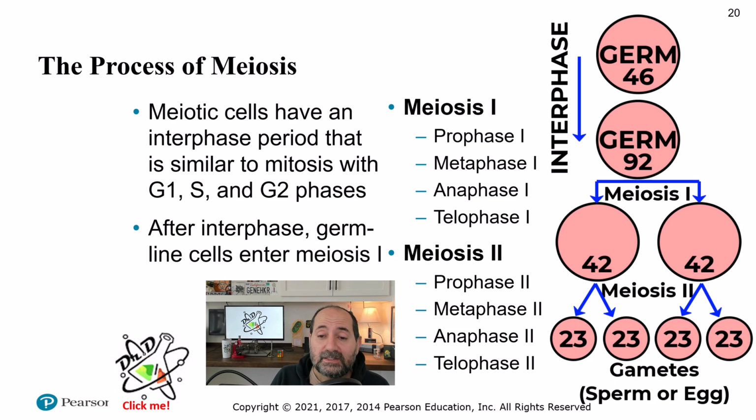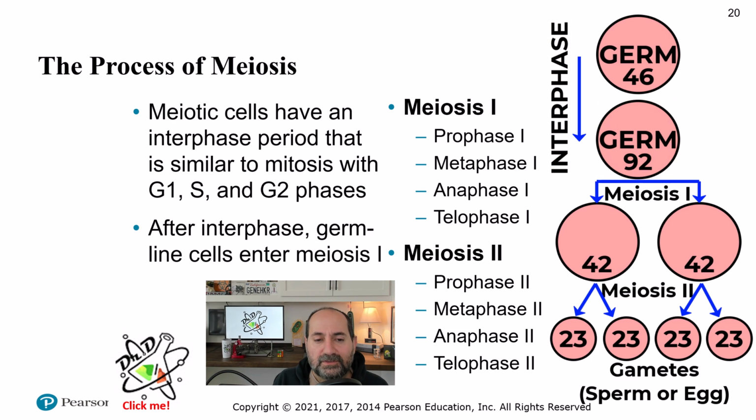Now, let me ask you this. If you started with a germ cell with 46 chromosomes, that germ cell copied all 46 chromosomes during S phase of interphase, and that resulted in a germ cell with 92 chromosomes, okay?